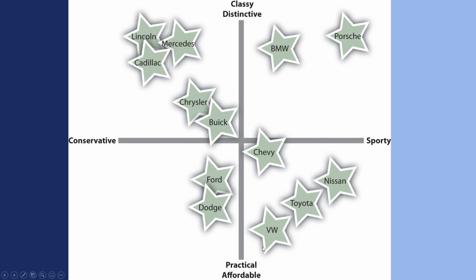But practical, affordable, and sporty, yeah, then we would get Nissan over here. They have some sportier cars. Maybe Honda would go over here. They're trying to get more sporty, like with their Civics and everything like that, right? So you can see these different positioning maps. It really depends on what you want to look for with your brand.